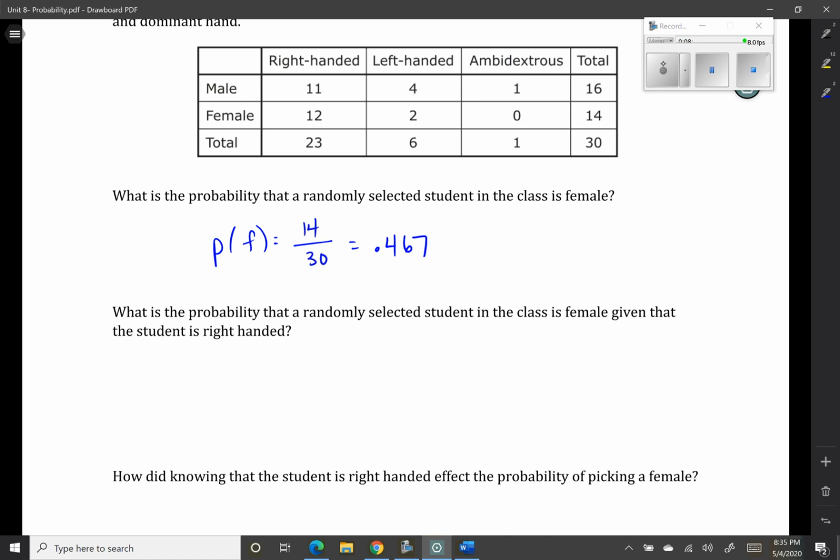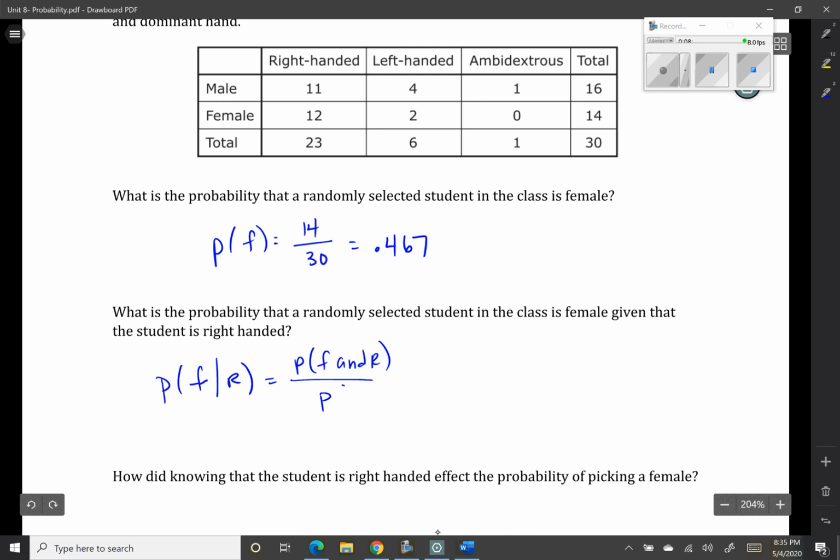It then says, what is the probability that a randomly selected student is female given that the student is right-handed? So the probability of female given right-handed, right? That vertical slash that I'm making between F and R means given. So to find that, we would need to find the probability of F and R and divide that by the probability of what was given, R.